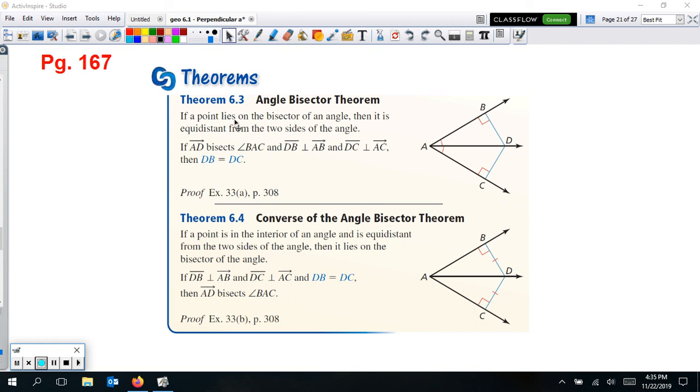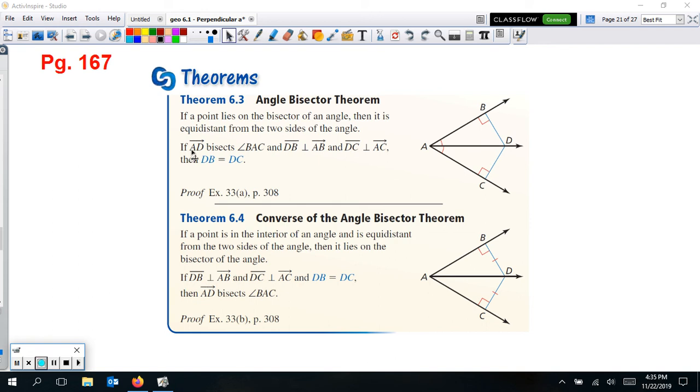Basically what it says, if a point lies on the bisector of an angle, that would be point D out here, then it is equidistant from the 2 sides of the triangle. You have to remember that the distance from D to this side of the angle has to be perpendicular. Whenever you're doing a distance from some point to some line, it will always be in a perpendicular way. So that forms right triangles inside here.